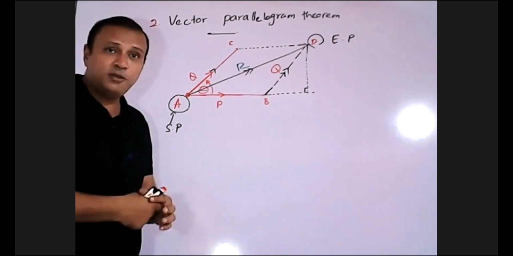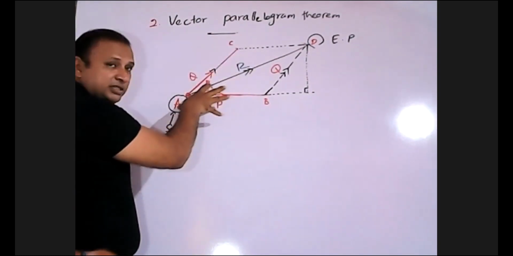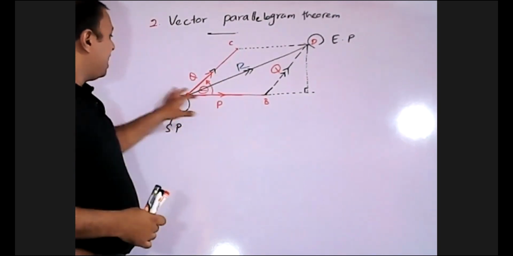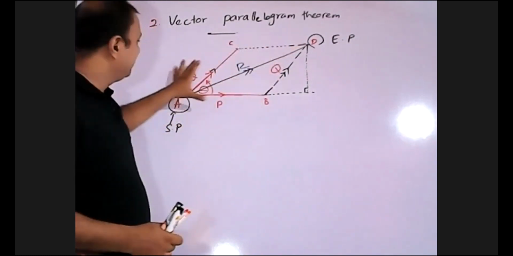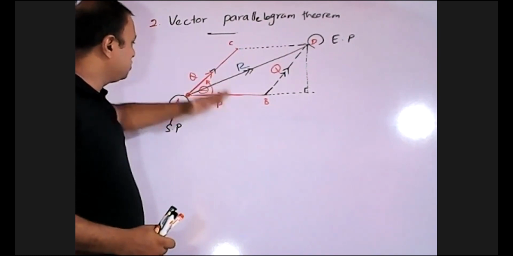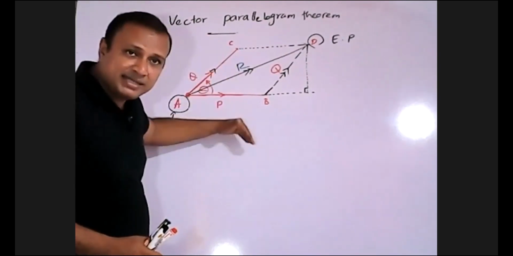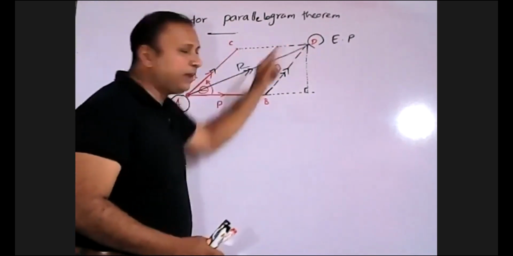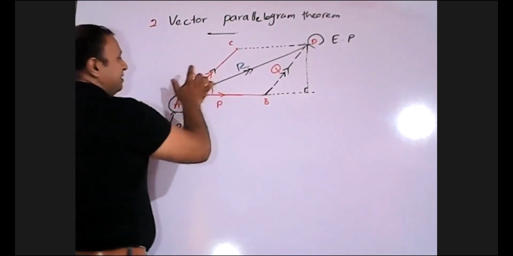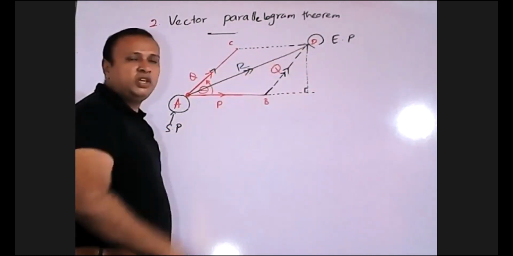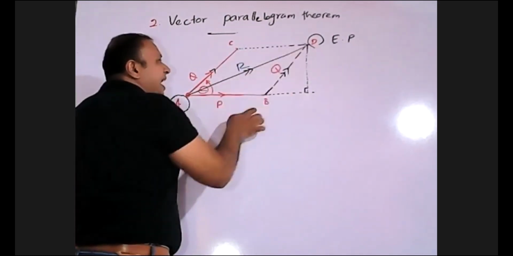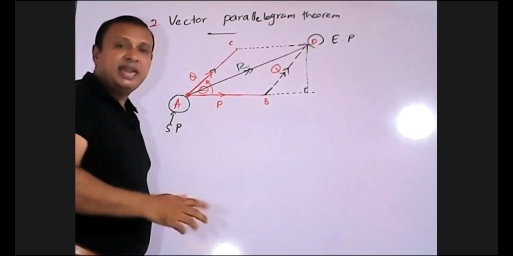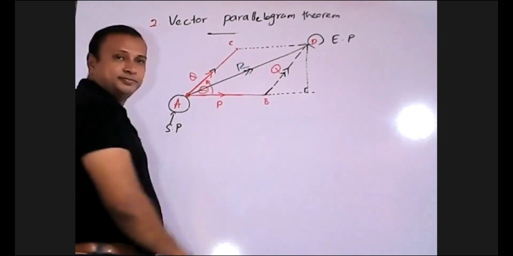Therefore, I have constructed a parallelogram. I have considered these two forces as two adjacent sides of this parallelogram. If I construct a parallelogram, these two sides are equal and parallel to each other. Therefore, this side can be taken as an equal vector to Q.